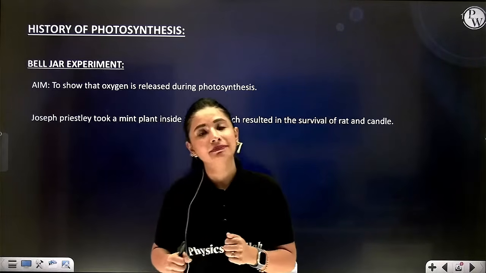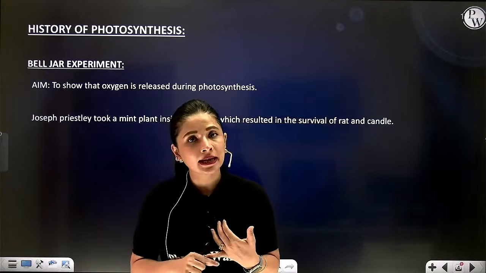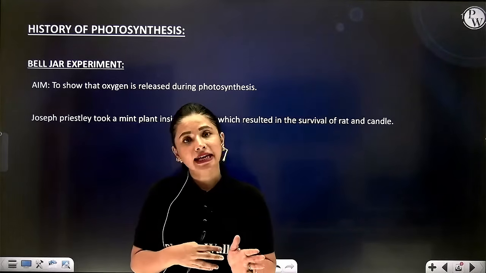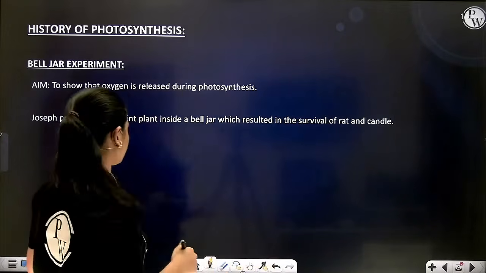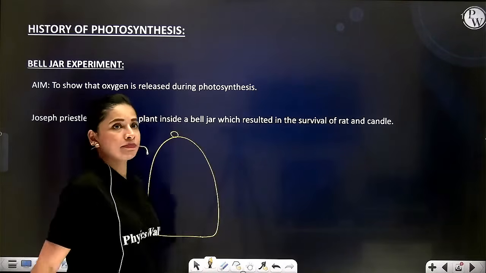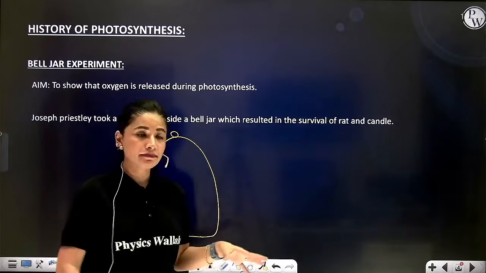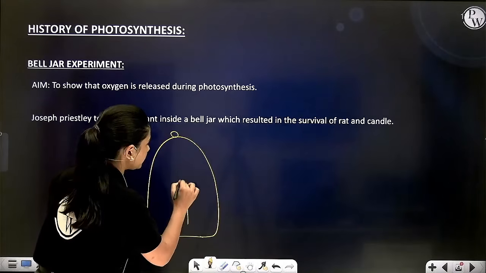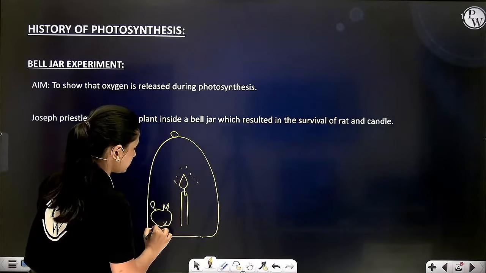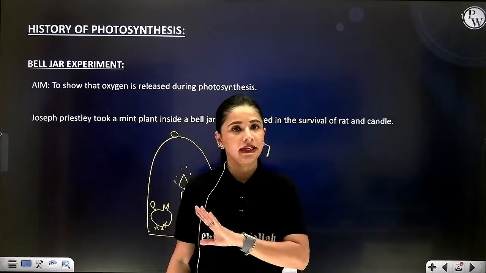To conduct his experiment, Joseph Priestley used a bell jar, inside which he placed a burning candle, a live rat, and a mint plant. So let's see the setup and the experiment. Okay, so this is a bell jar. Initially he took a bell jar and kept a burning candle inside it, along with a live mice. So this is a mice and this is a burning candle. Not keeping the mint plant initially.